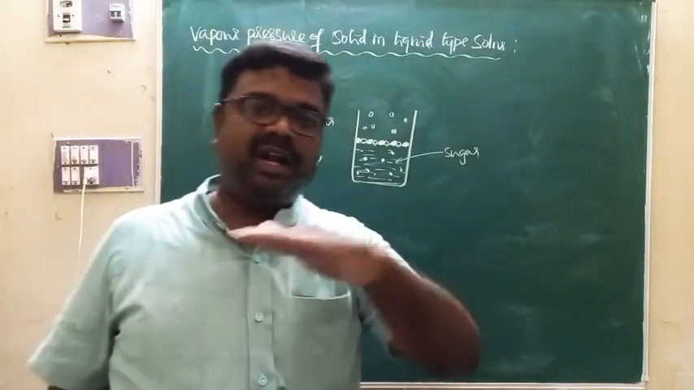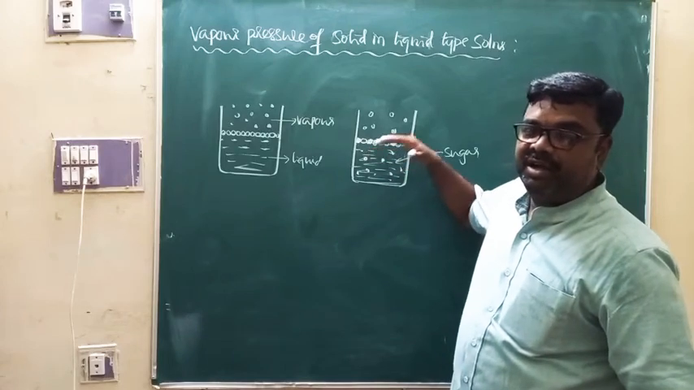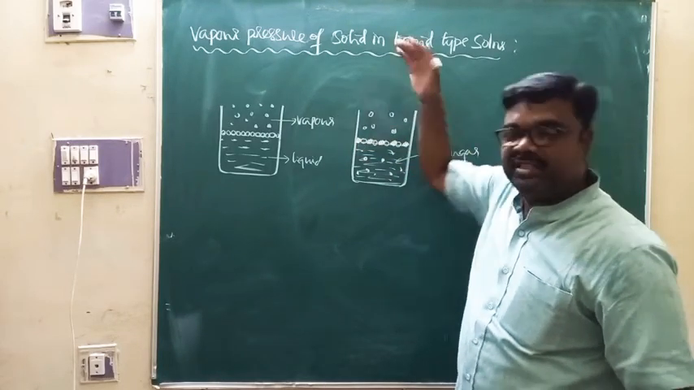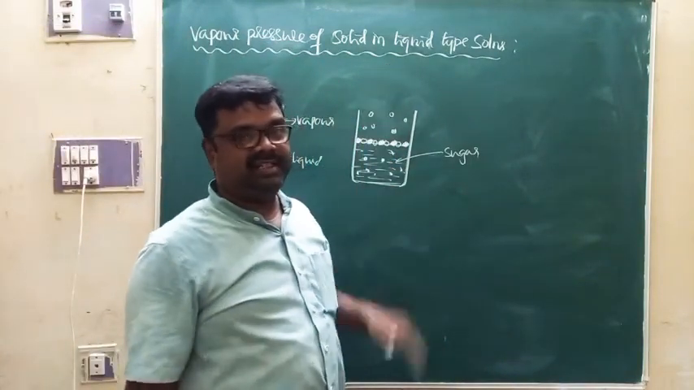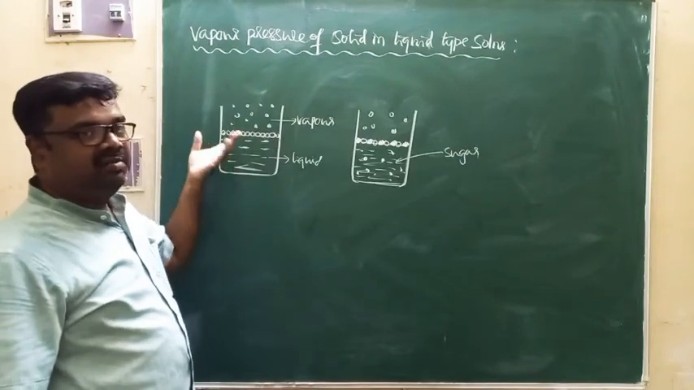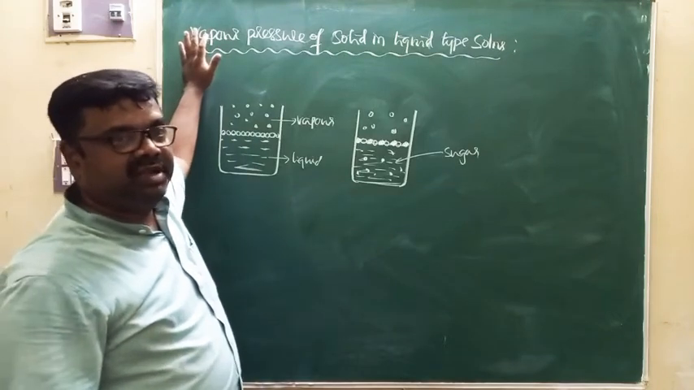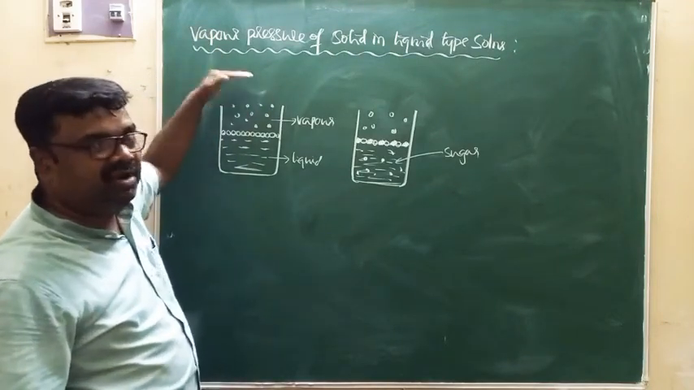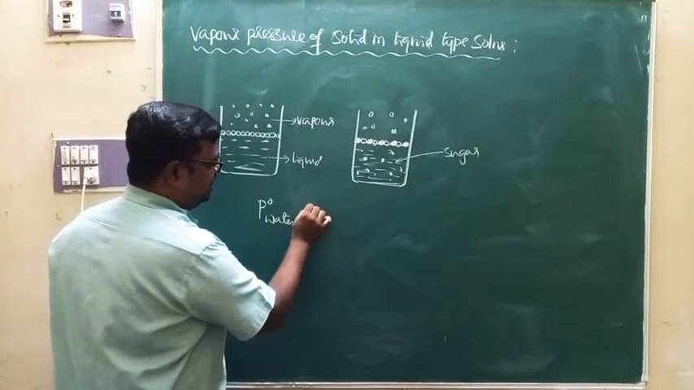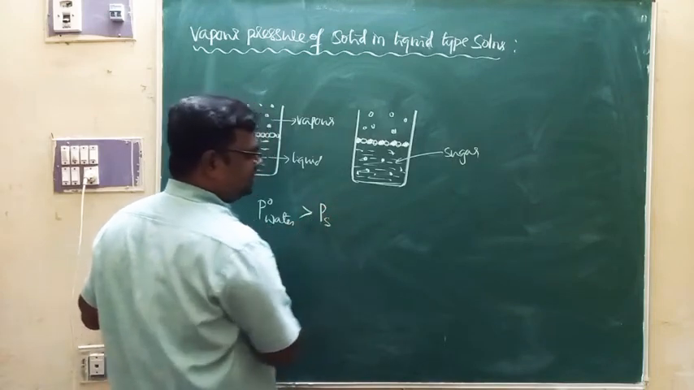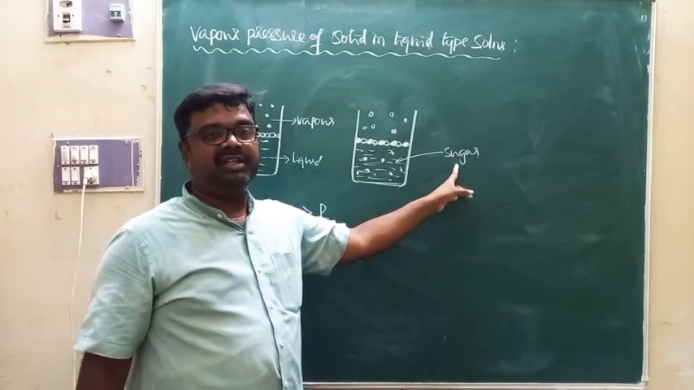Since the sugar particles cover the water surface, the possibility of escape of water molecules into the vapor phase decreases. Here, with no sugar particles, more water molecules will escape into the vapor phase, and more vapor is there. Therefore, the vapor pressure of water is always greater than the vapor pressure of a solution prepared by mixing sugar in water, or by mixing a non-volatile solute in a solvent.